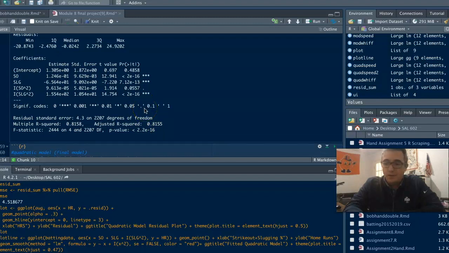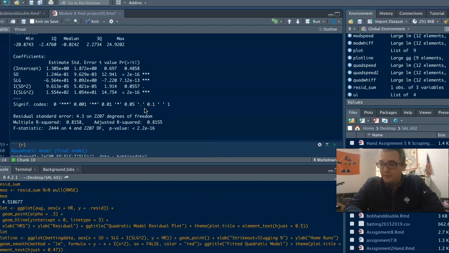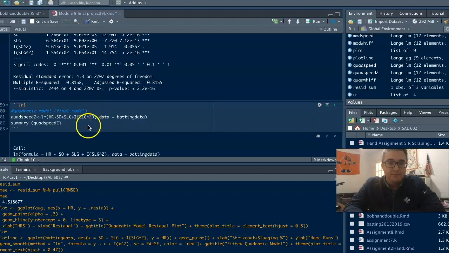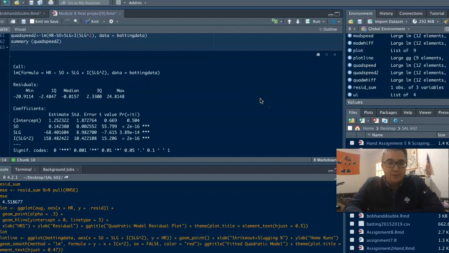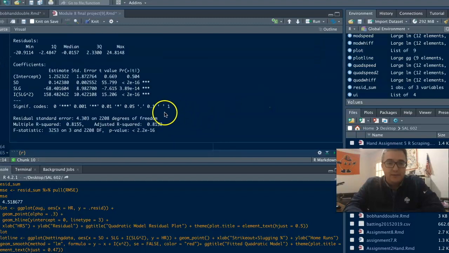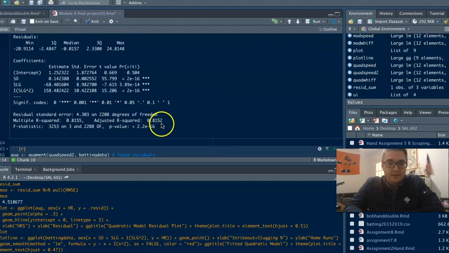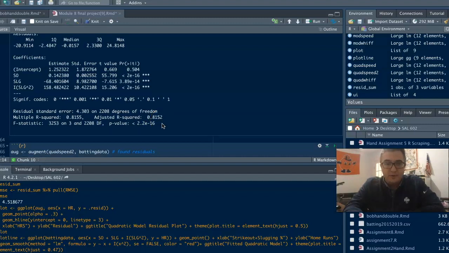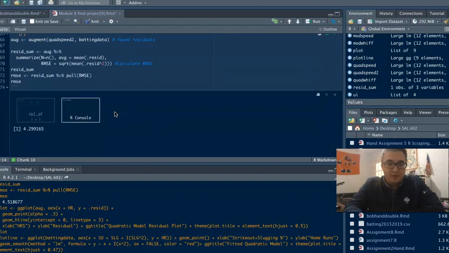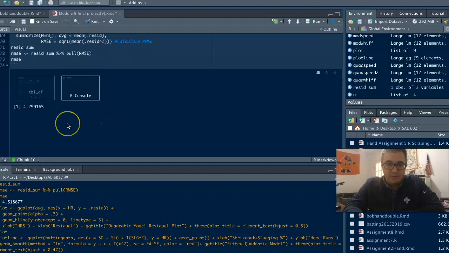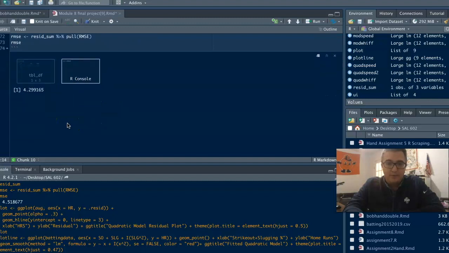The p-values were still low for that one, except for the strikeout squared, which we removed from the model, as you can see here. After removing the strikeout squared from the model, we got an adjusted R squared of 0.8152. So we felt good about that, with low p-values. Then we ran the residual again here, and it was lower than the linear model. So we also felt good about the model there.